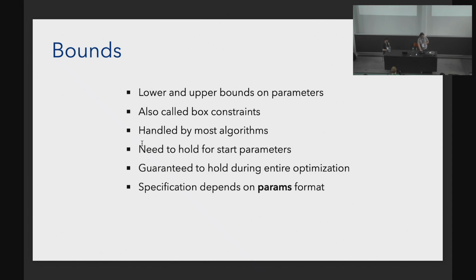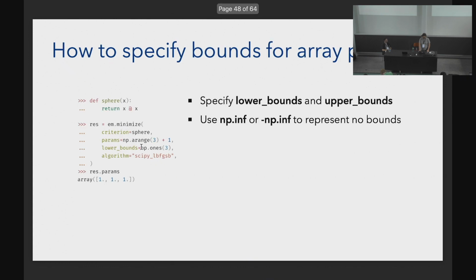Typically, these bounds need to hold for the start parameters, and then they are also guaranteed to hold during the optimization. So this is very good if you want, for example, a parameter like a variance or probability that needs to be positive to be defined. How you specify them depends on how the parameters look. Basically, you always mirror the structure of the parameters, but there's one exception.